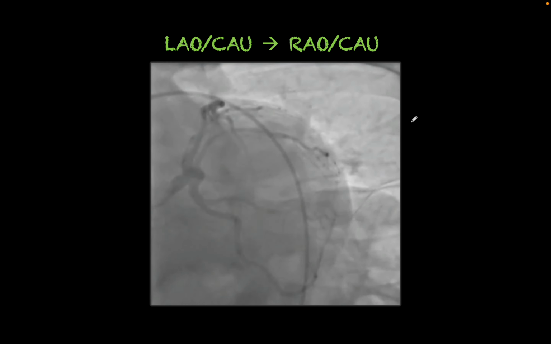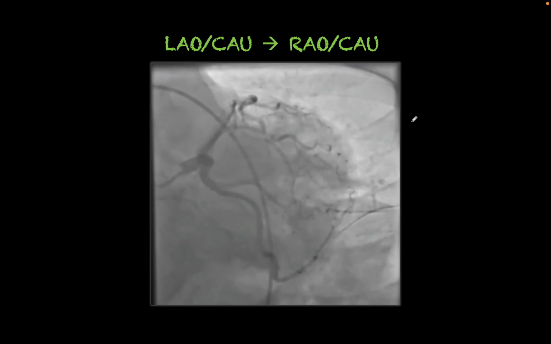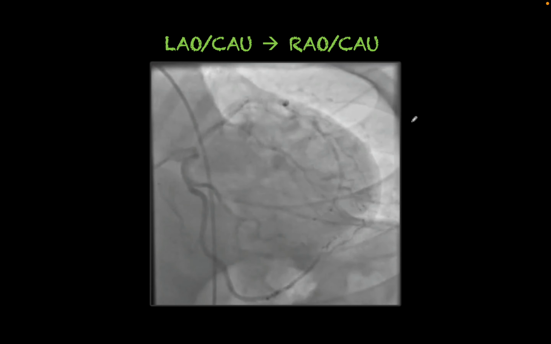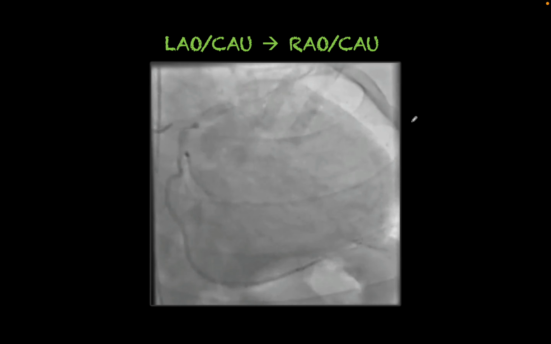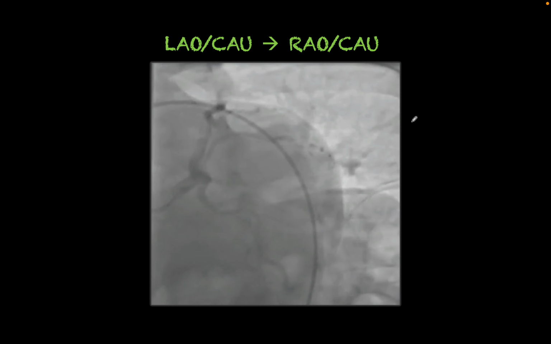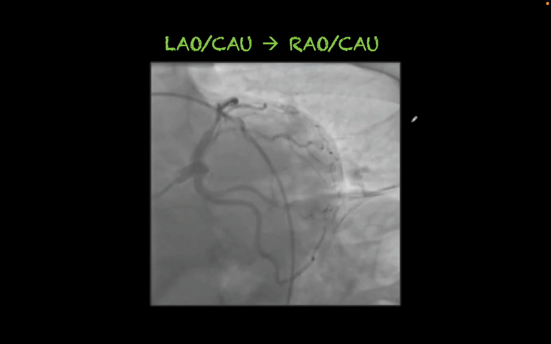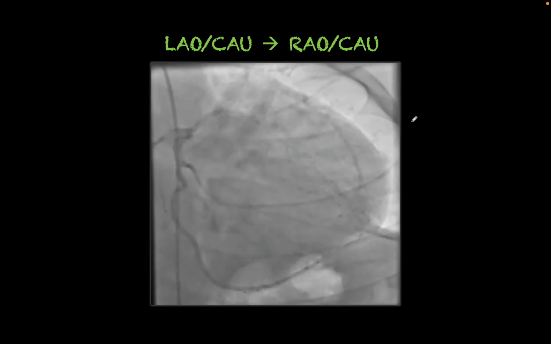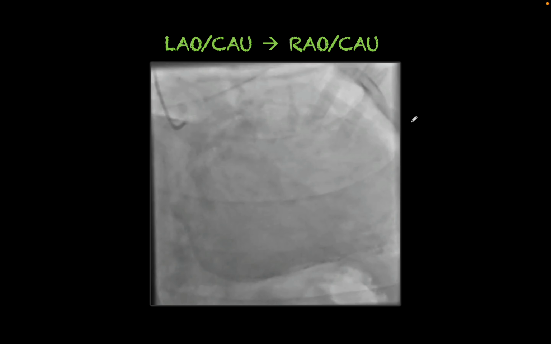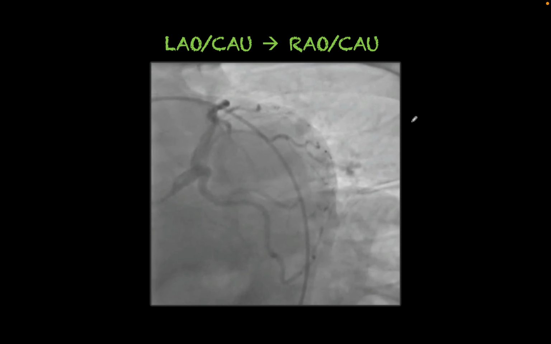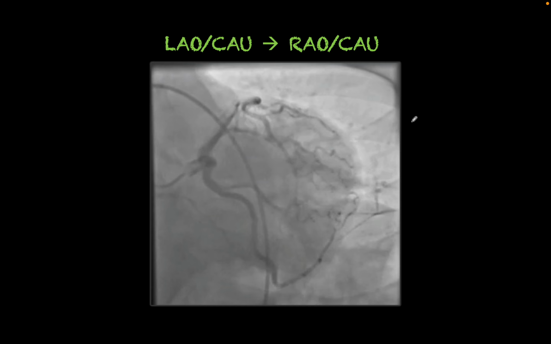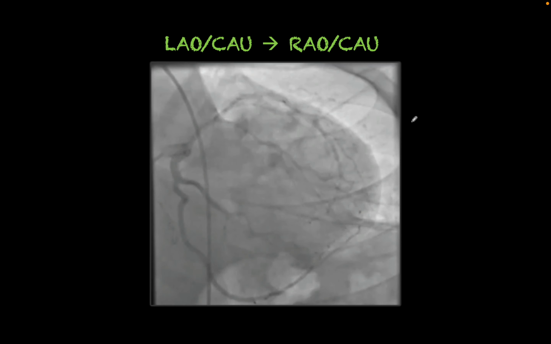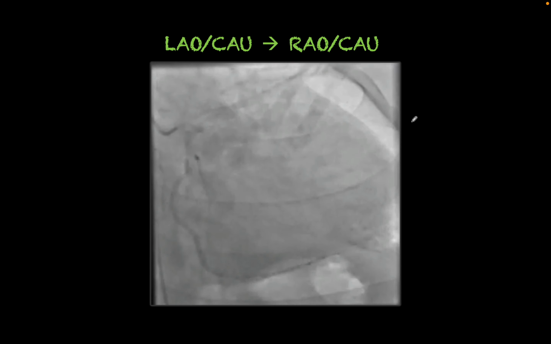Let's look at this video that was obtained when the II was rotating from an LAO caudal to an RAO caudal position. We can see that in LAO caudal, the circ is located towards the bottom, the LAD is towards the top of the screen, and we can see their relationship stays the same as the II rotates to RAO caudal, where the circumflex ends up in the bottom left of the screen and the LAD ends up in the top right.